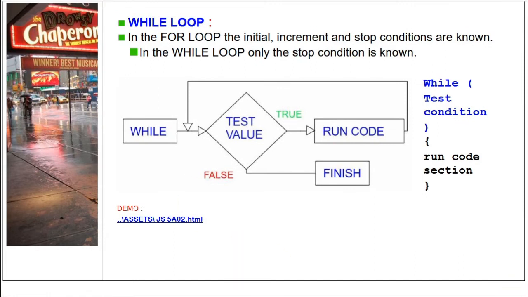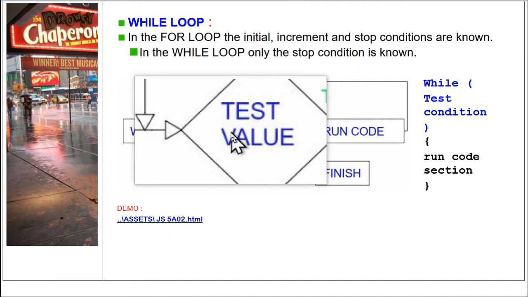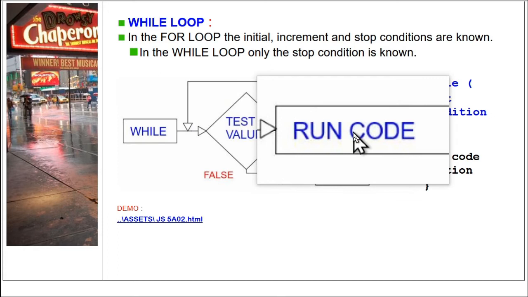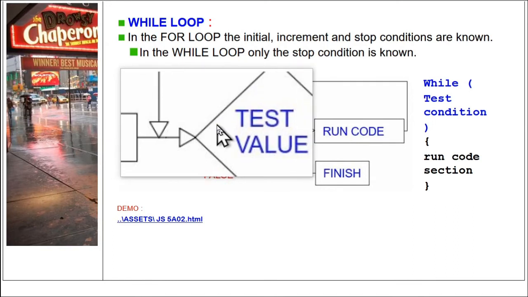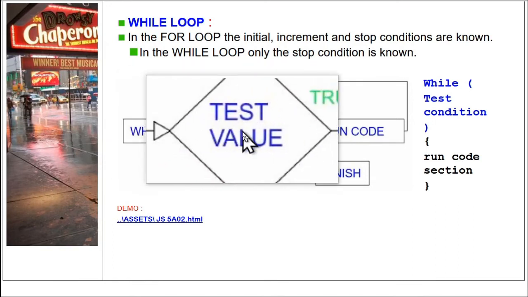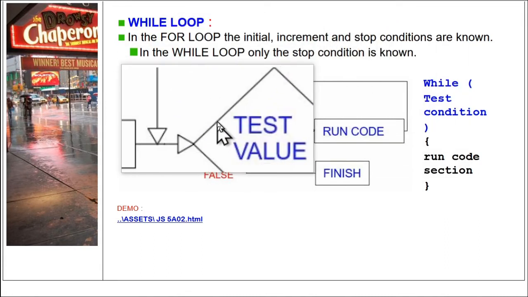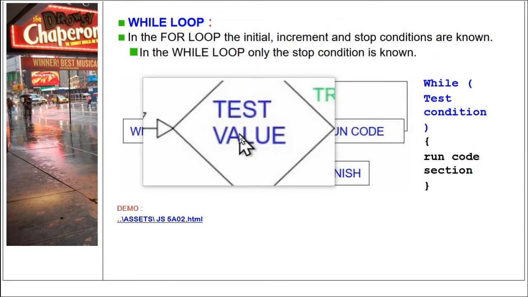Okay, this is the while loop, and in this we say while some condition is true, keep on running the loop. And the way this works is like this. We say while the test value, or the test condition, is true, we run the code, and then we go back to the beginning and test the value again. If it's true we run the code, then we go back to the beginning and test the value again, and so on.